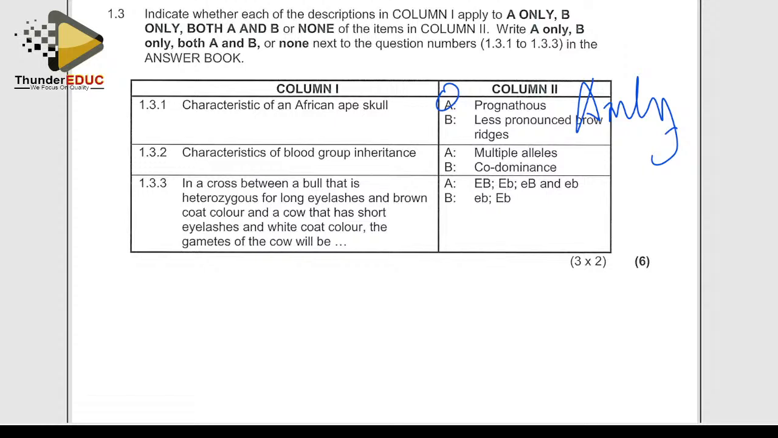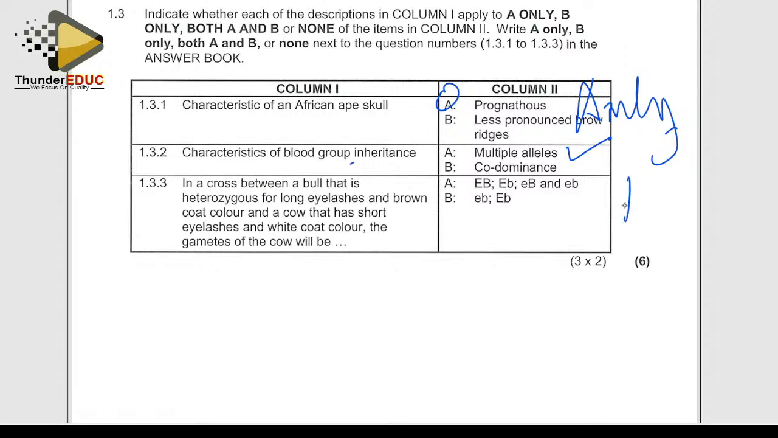Characteristics of blood group inheritance. So what are they saying here? Multiple alleles. Yes, it is multiple alleles. And then not all the blood groups are codominant. They're not saying blood groups, meaning that it could be that one blood group. So both A and B makes the most correct answer.